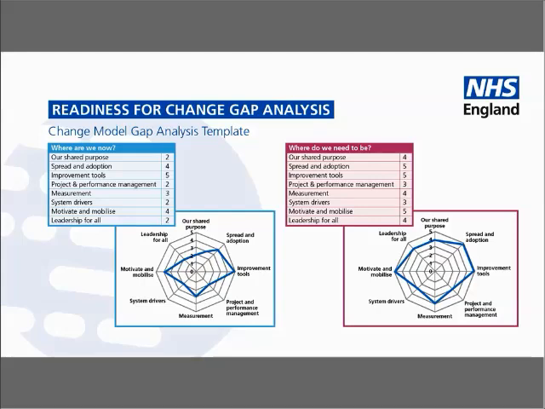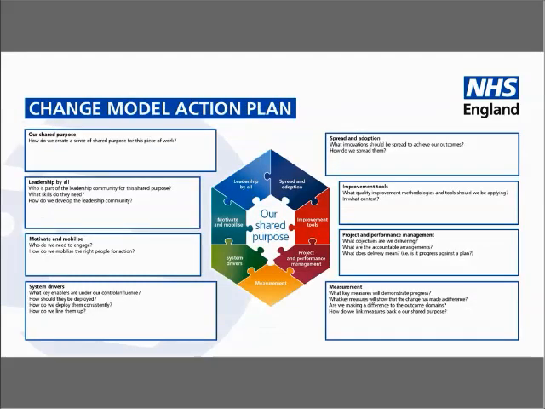So in the example gap analysis template that's on your screens now, you can see that more attention in this particular example from the North of England CCG teams needed to be paid to building their shared purpose, motivating and mobilising, measurement and use of improvement tools. And what we did from that conversation was to use this change model action plan to start to develop ways that they were going to tackle those weaker areas and address those weaknesses going forward.